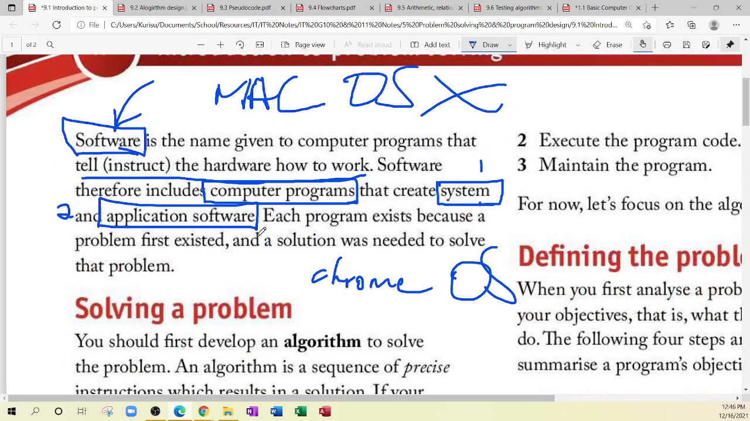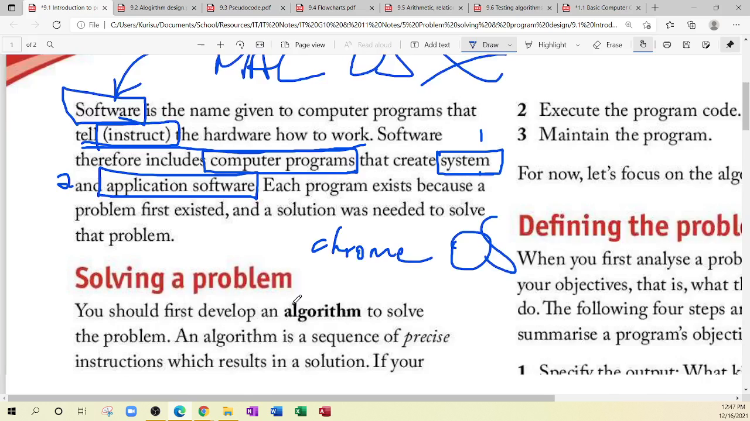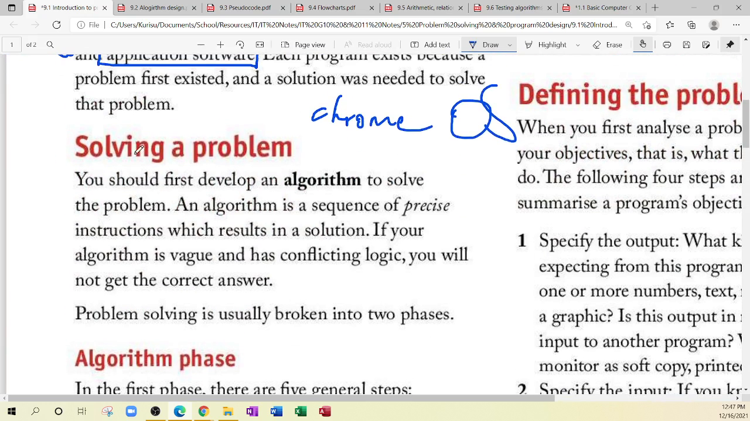Alright, good. So we have an understanding of what is a software. It is instructions. Software is basically instructions telling the hardware how to function. So the system software tells the entire system how to function, and application software tells certain parts what to do. So it might tell your keyboard that when you press a letter, this would happen and things like that. Alright, so the next paragraph, our next topic is solving a problem.